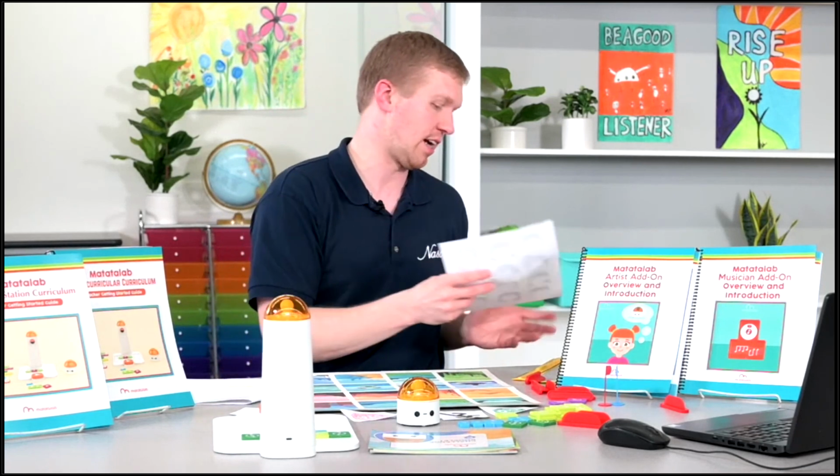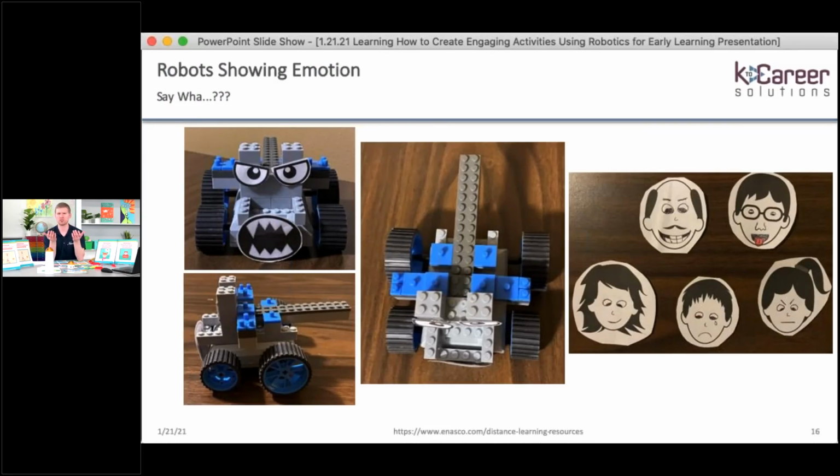So if you go back to the slide deck, those are just a couple of different faces that you can use if you want to, but you can use emotions with this. So even with Matatalab, you could put some of these faces on Matatalab saying, hey, George goes to the market and he's really happy about that. But then what happens is, you know, he actually tripped, he fell and he hurt his knee. So George is actually now sad.